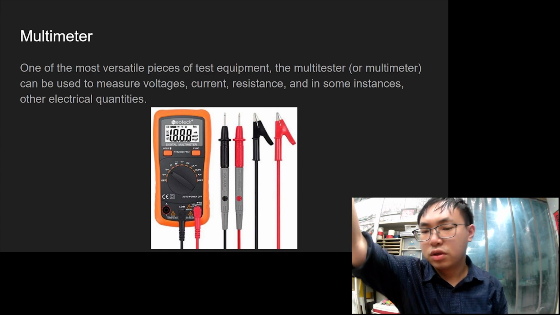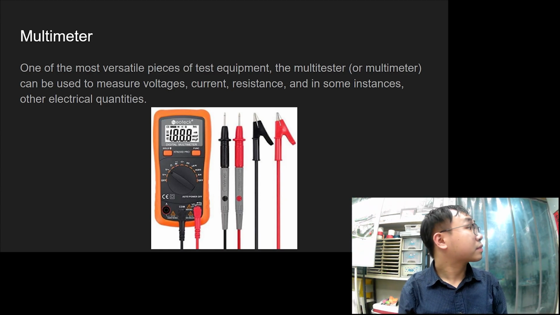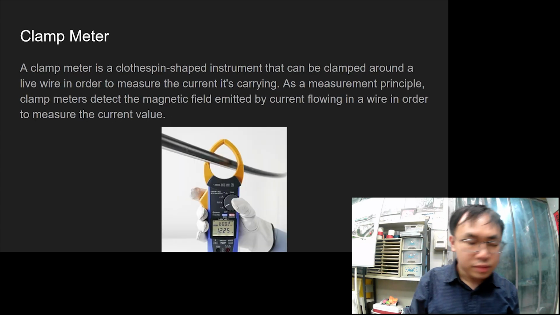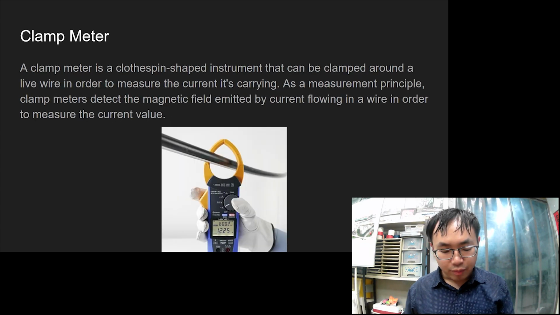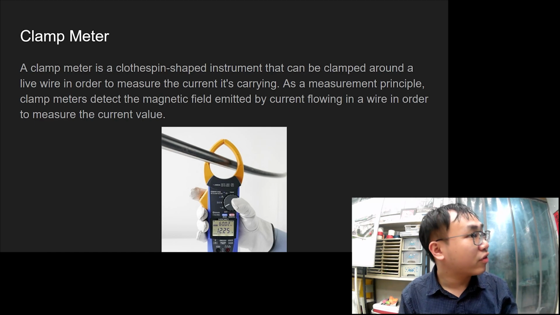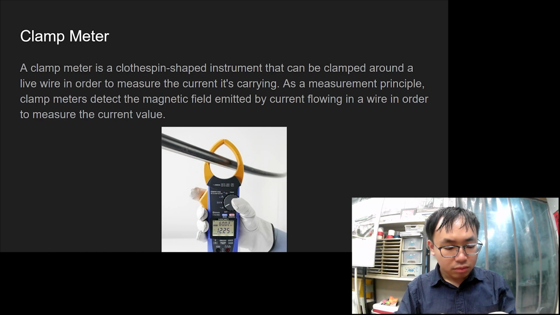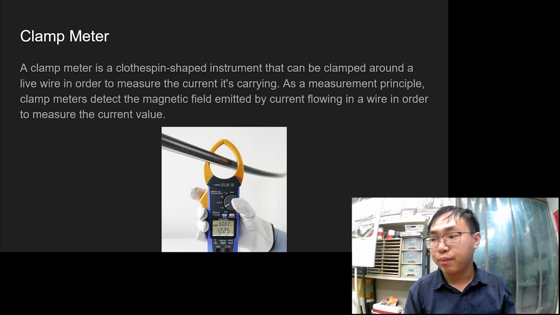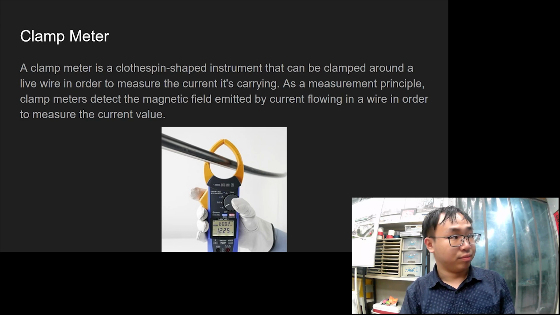Okay, let me put it aside. We have mentioned what a multimeter is, and there are some new types of multimeter, which we call the clamp meter. The clamp meter makes use of the induced current. Still remember?